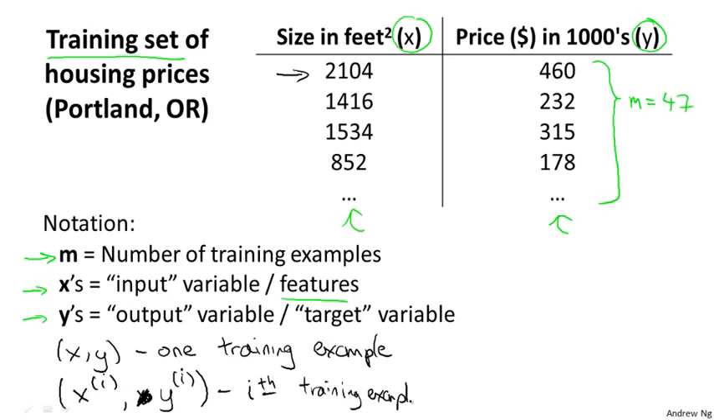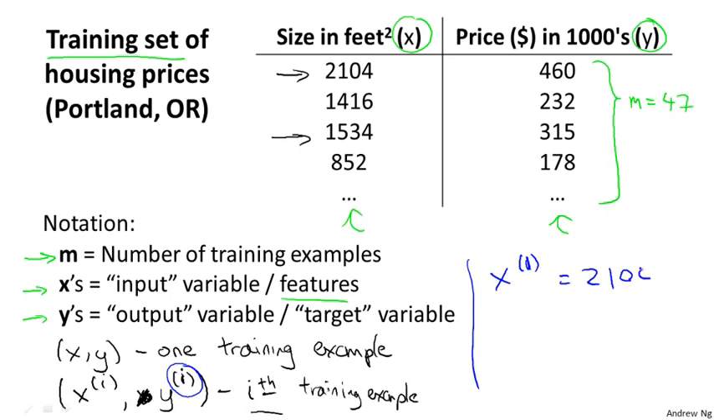Right? So this superscript i over here, this is not exponentiation, right? This (x^(i), y^(i)), the superscript i in parentheses, that's just an index into my training set, and it refers to the ith row in this table. Okay, so this is not x to the power of i, y to the power of i. Instead, (x^(i), y^(i)) just refers to the ith row of this table. So, for example, x^(1) refers to the input value from the first training example. So that's 2104, right?